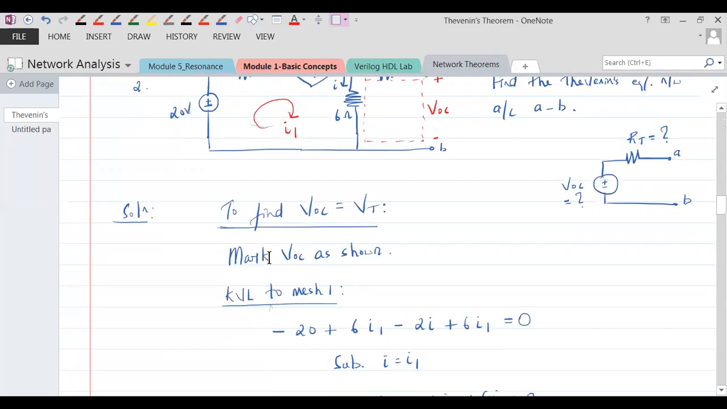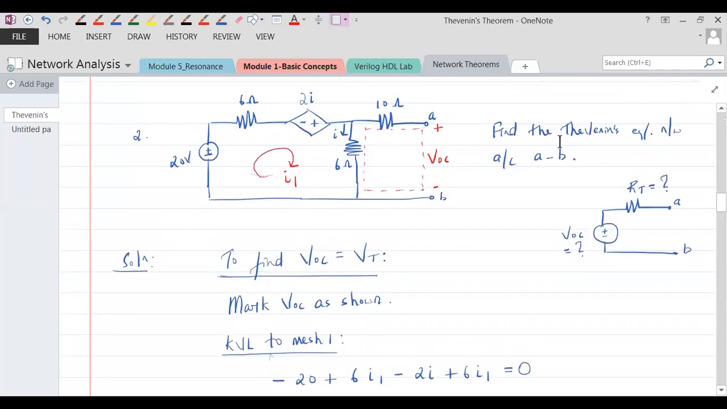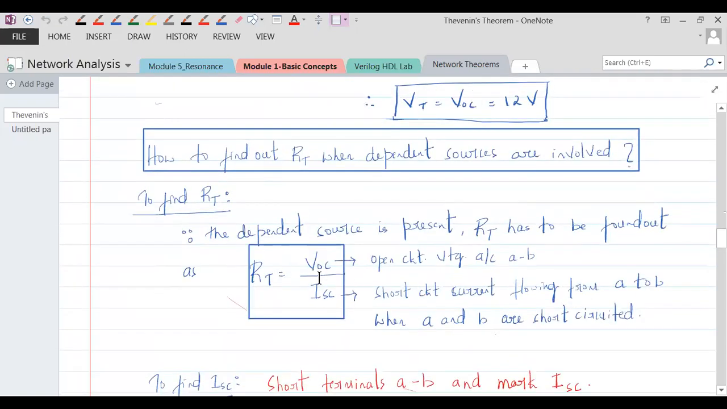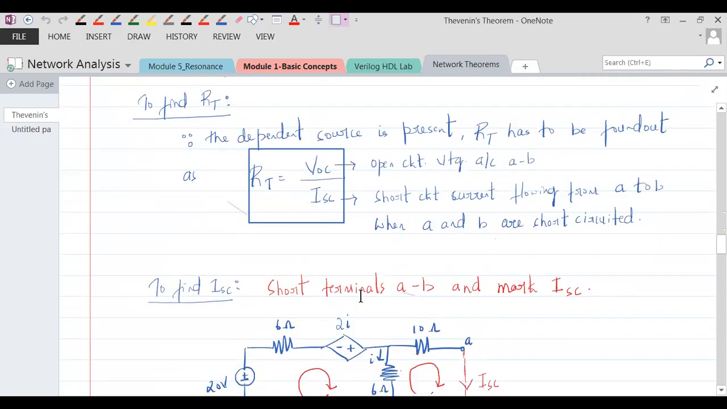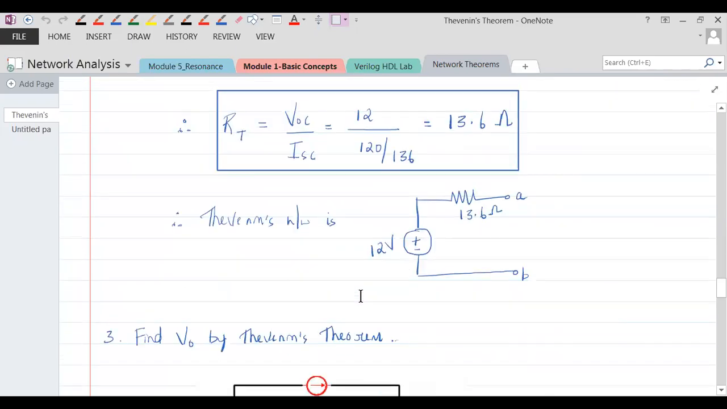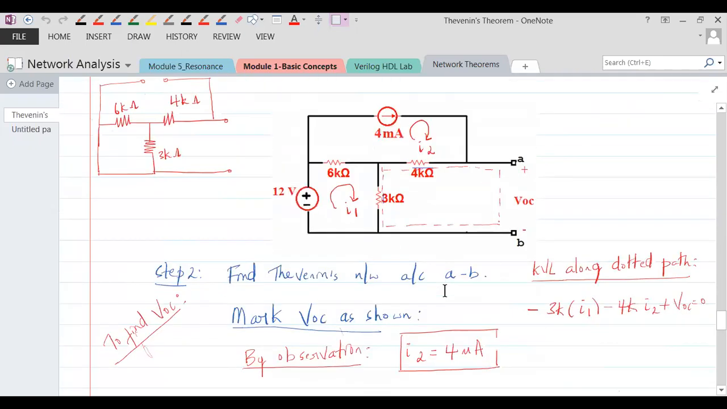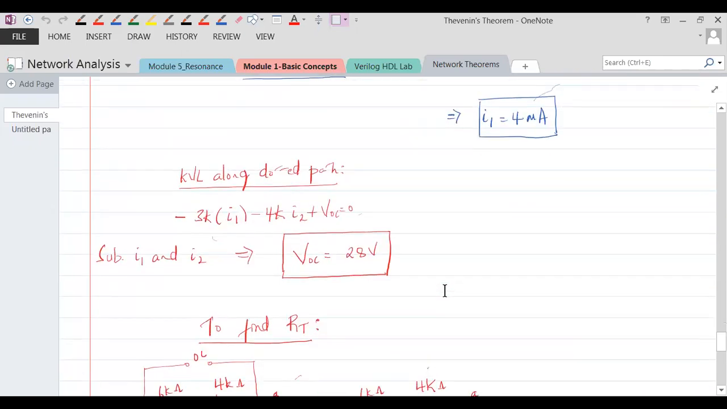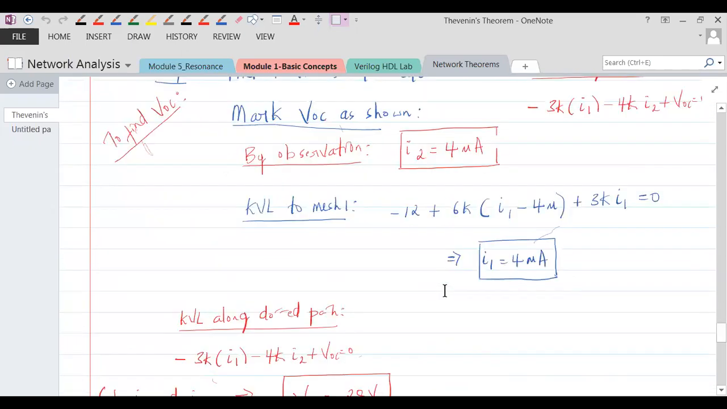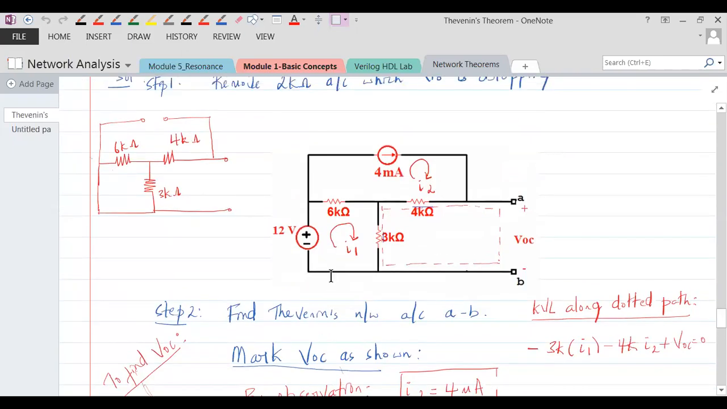What is the second case? Second case is we have to find the Thevenin's equivalent network, but there is a dependent source. If there is a dependent source, how do you find RT? RT has to be found as VOC by ISC. Then what is the third case? Third case is finding voltage or current by Thevenin's equivalent network. Understand that? So these are three types of problems we have seen. Now let's go with some more problems.